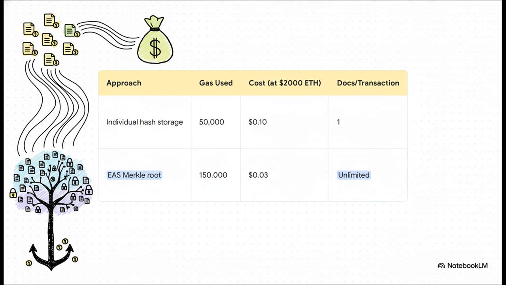Look at this. Storing each document's proof individually, you're talking about 10 cents a pop. For 10,000 documents, that's $1,000 right there. But then look at that bottom row. Using this thing called a Merkle Root, you can anchor a practically unlimited number of documents for 3 cents. Total, not 3 cents each, 3 cents for everything. So how on earth is that even possible?